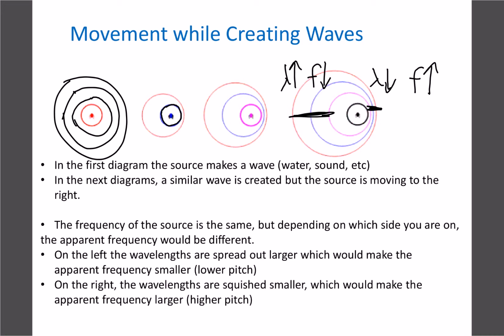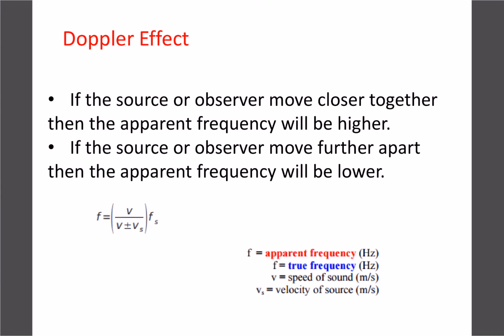So I'll make the noise again, but you'll hear, from start to finish, the pitch goes down. As it's coming towards you, it's higher and higher, and as it goes past you, it gets lower and lower. So that's basically it. If the object is moving towards you, you hear a higher frequency. Away from you, you hear a lower frequency.